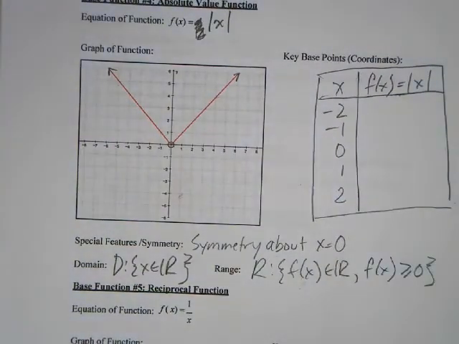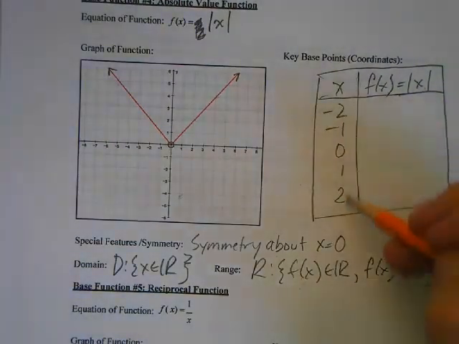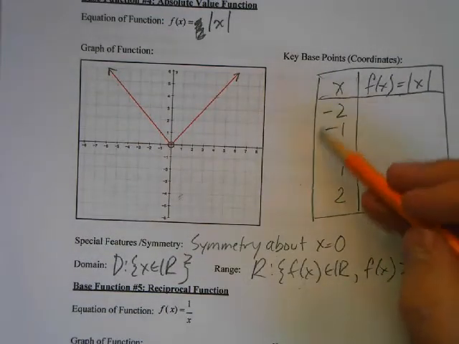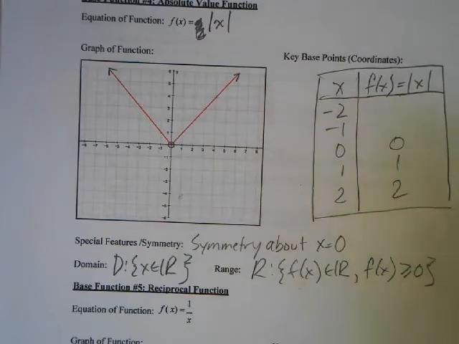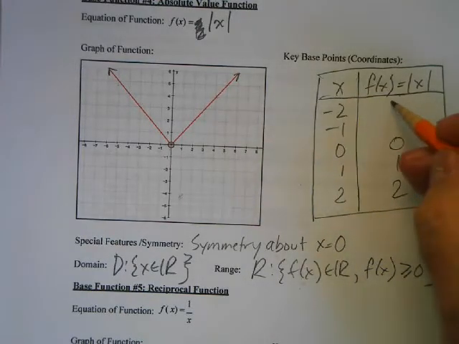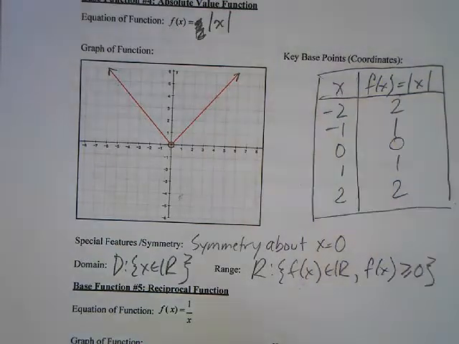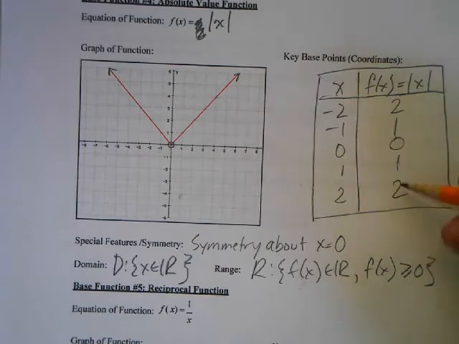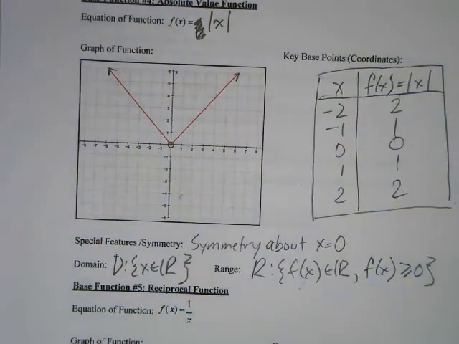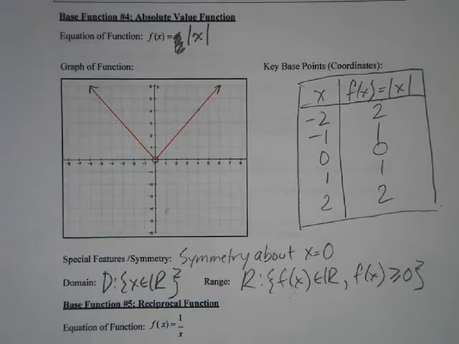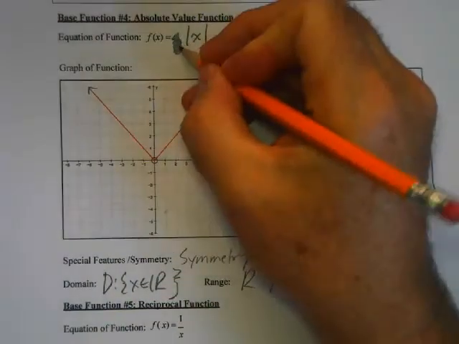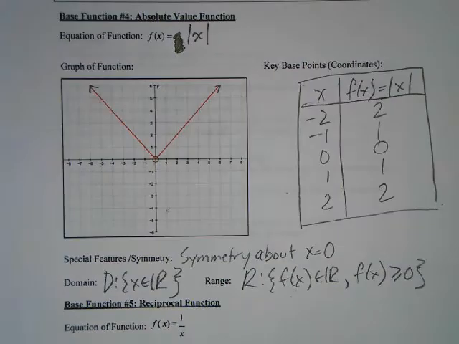Okay, and now when you actually apply the function to these x values, like I said, it's only affecting the negative values. So 0, 1, and 2 don't change because they're not negative, but the negative values here change to positive values. So you have 2, 1, 0, 1, 2 as your y coordinates or your f of x values. Okay, so that's the absolute value function. I know it's brand new, so it might take a bit of getting used to.